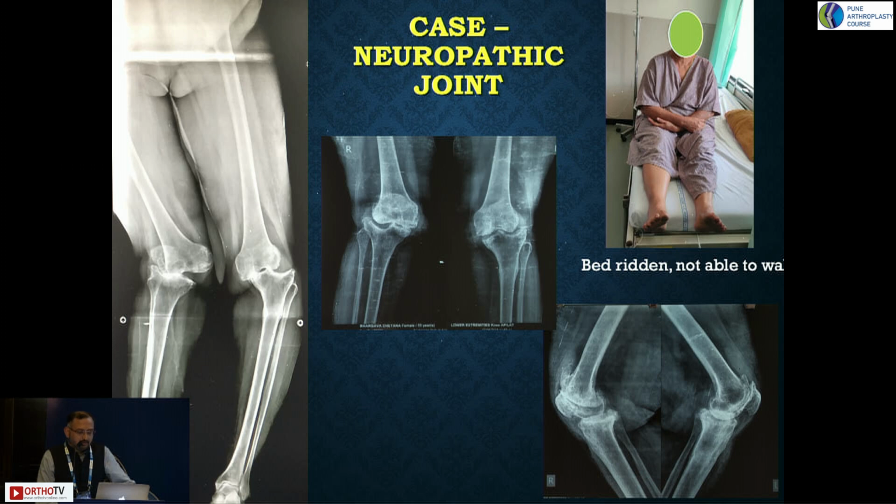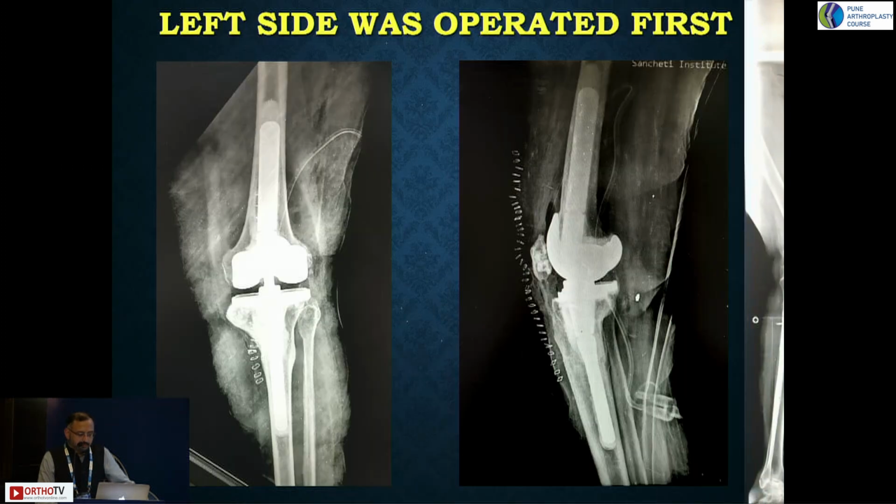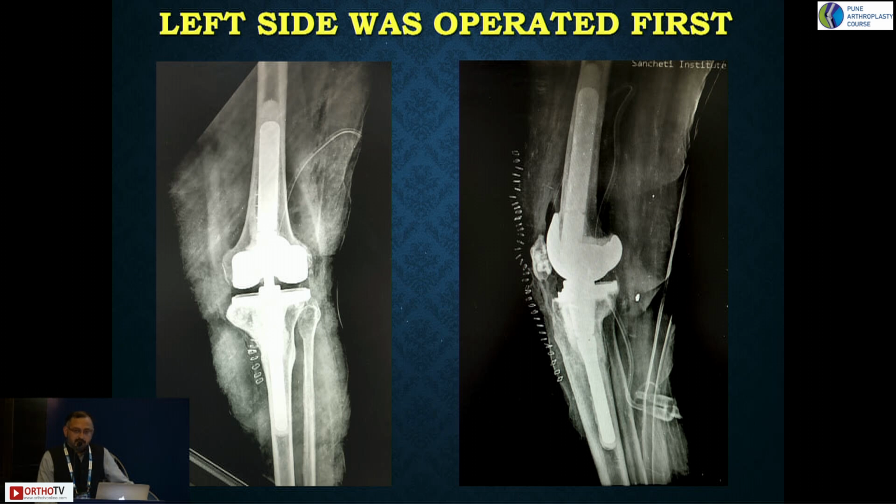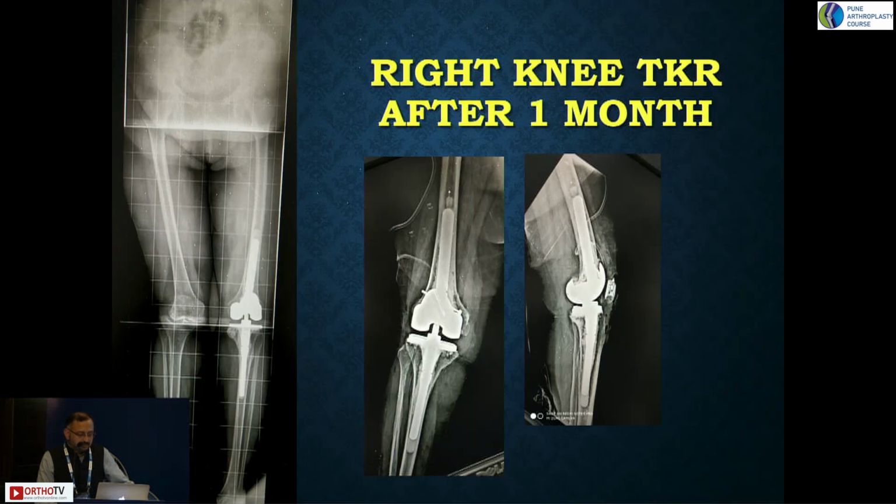This is another example of a neuropathic joint. The diagnosis is obvious. This patient is bedridden and not able to walk for more than a year because of instability. Earlier she was managing with braces and all, but now she's not able to walk. So one knee at a time, managed with a constrained implant.